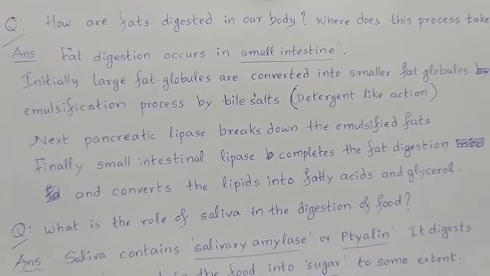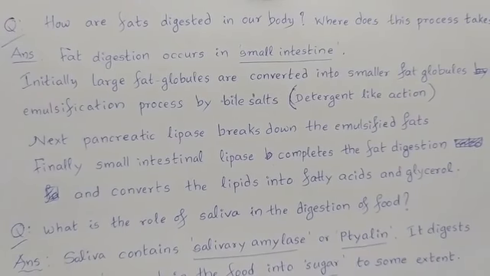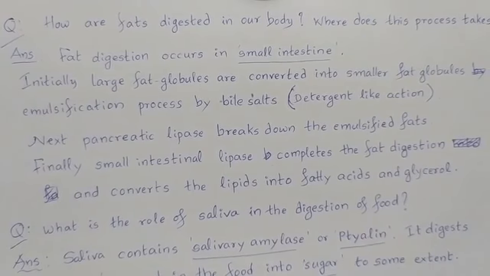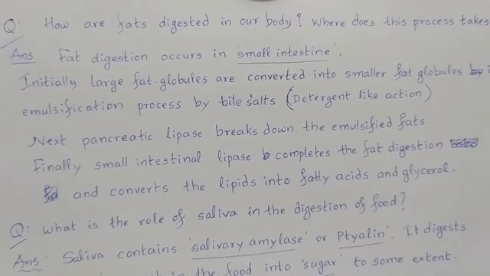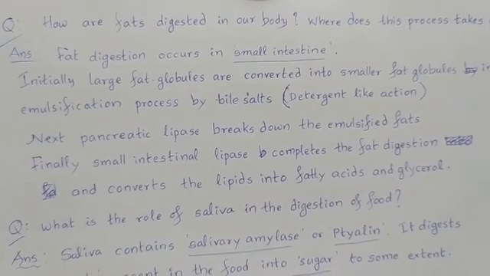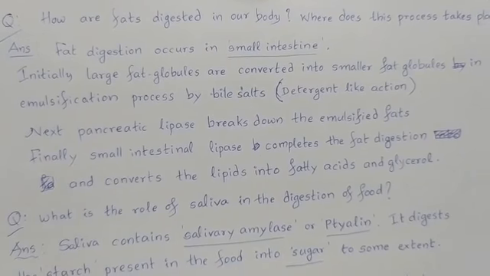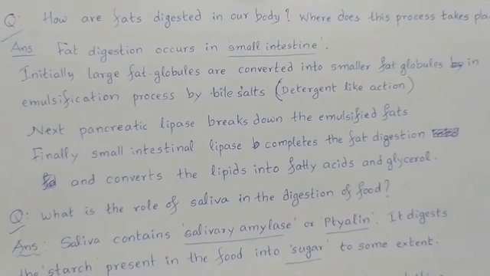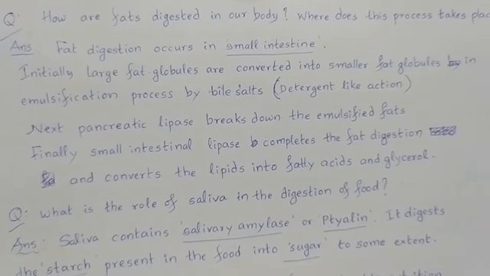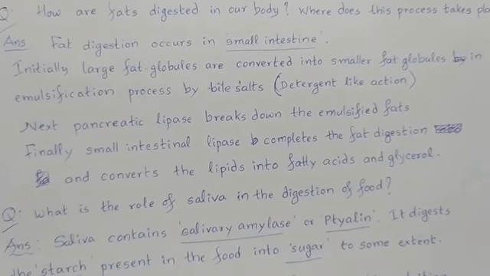How are fats digested in our body? Where does this process take place? How are fats digested in our body and where does this process take place? Fat digestion occurs in the small intestine.